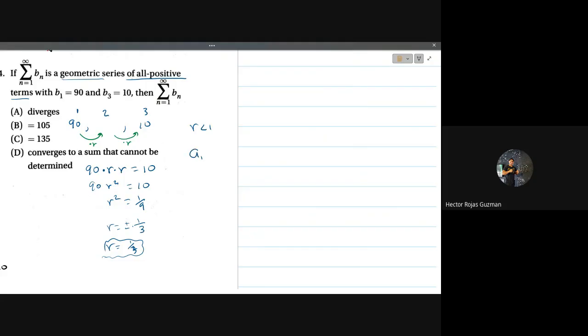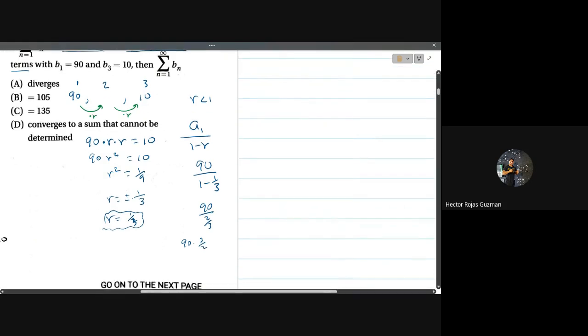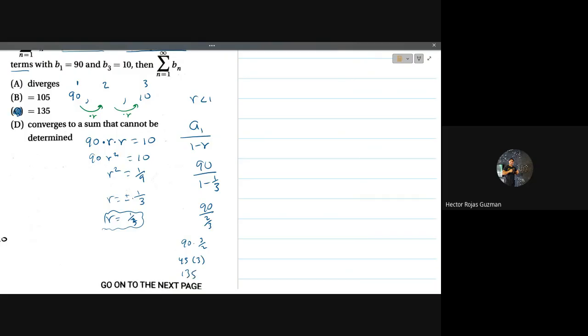Let's figure out the sum. My first term is 90. So 90 divided by 2/3, it's going to be 90 times 3/2. That's going to be 45 times 3, which is 135. Okay.